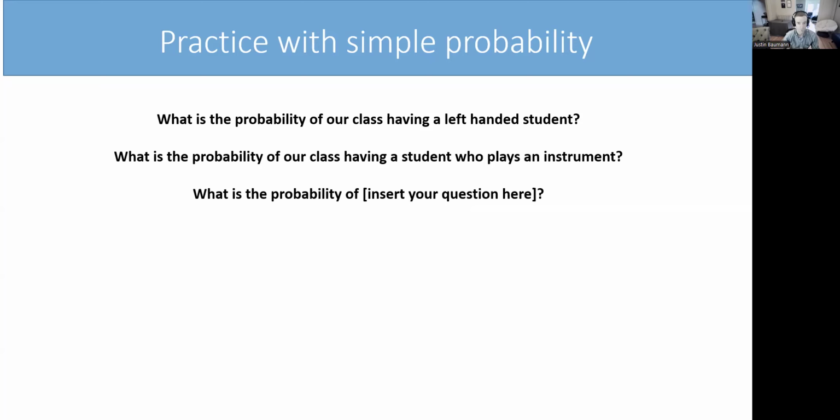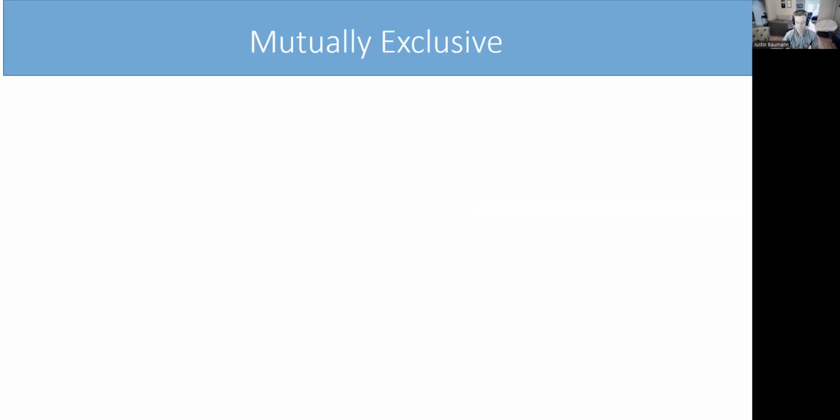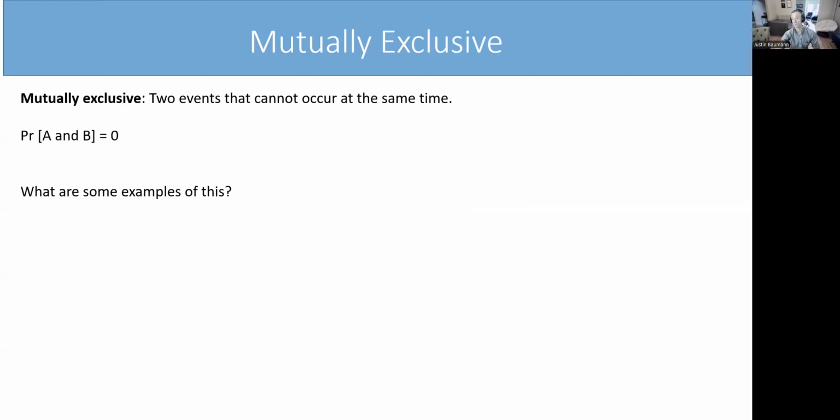Okay, pretty simple. Let's talk about the idea of mutual exclusivity. Mutually exclusive means 2 events that cannot occur at the same time. What's the probability of A and B happening? It has to be 0. There has to be no chance that both things can happen. So what's the probability of having heads and tails at the same time? There's a 0% probability of that. We can't have it. What are some examples?